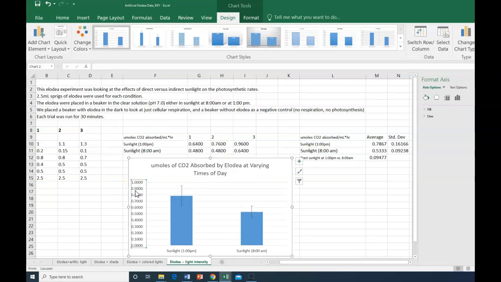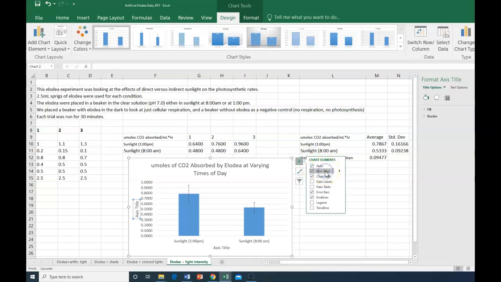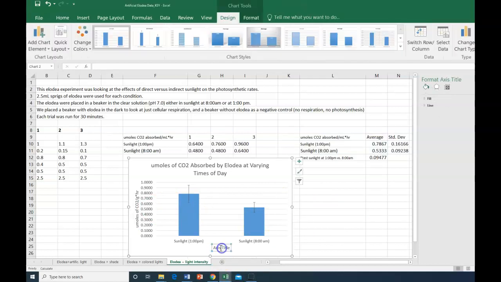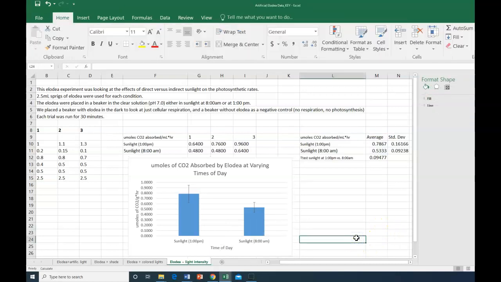We then need to add our axis label, so go ahead and hit axis title here, and that's where we need to write micromoles of CO2 per gram times hours. All right, so it should look something like that. You can say this is time of day. And now that would be good to go.